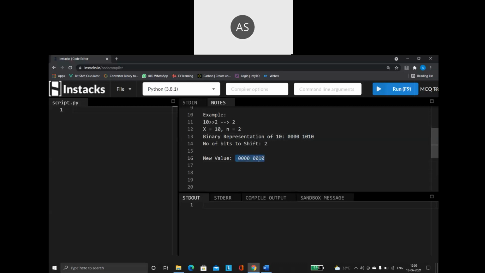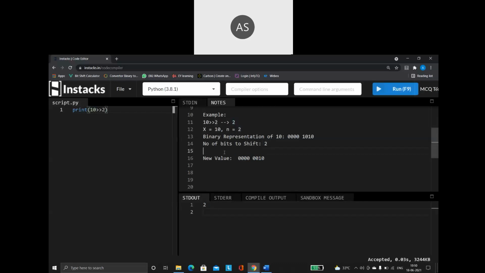Convert this number into a decimal value. What will you be getting? You will be getting the number 2. That will be the output of it. Cross check it. I am just saying print 10, right shift 2. Let us run this code just to see whether I am getting this 2 as the output. Yes, I am getting it.